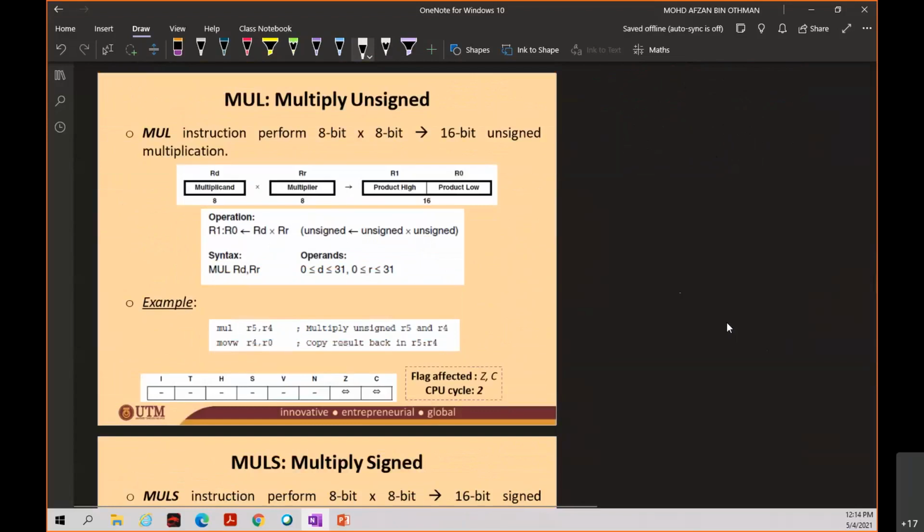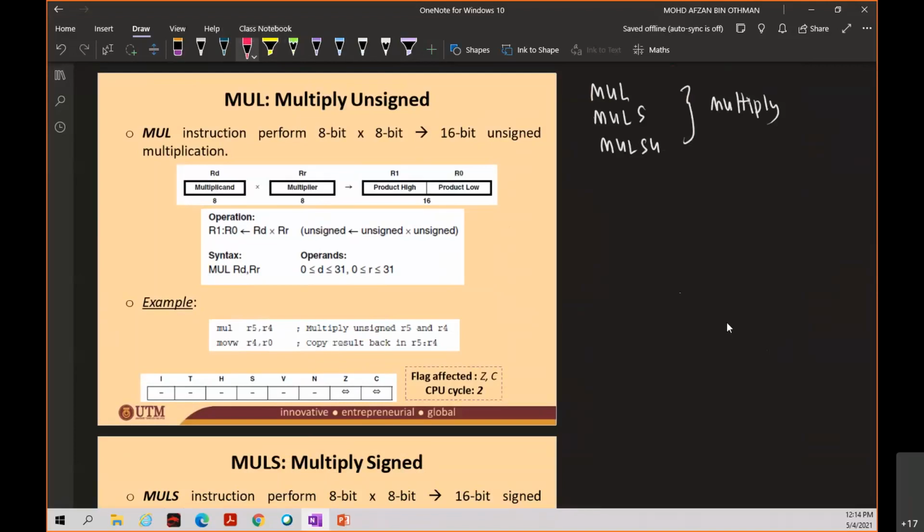Okay, next we go to MUL. MUL stands for multiplication. We have a few MUL instructions: one is the MUL, and then we have the MULS and MULSU. These 3 instructions are used for multiplication. Let's look at the first instruction of the multiplication.